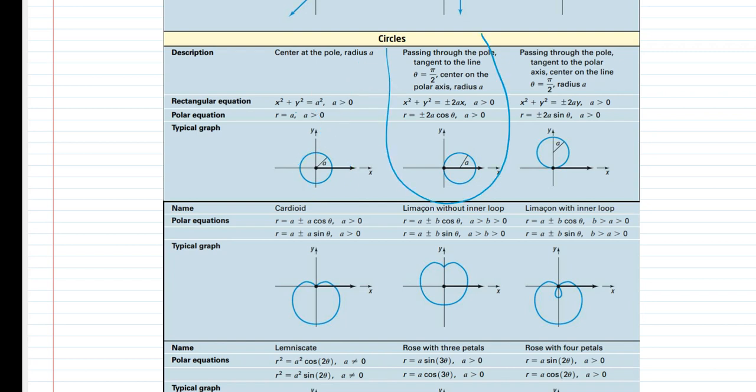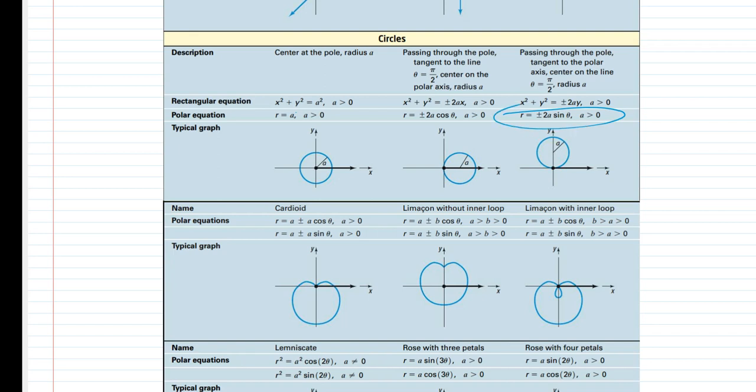These other two circles are allowed to be off center. So the equation is r equals plus or minus 2a cosine theta. With the 2a parameterization, the radius will be a. Some books actually don't have the 2, they just go a cosine theta. With a cosine theta, then the radius is 1/2 a.